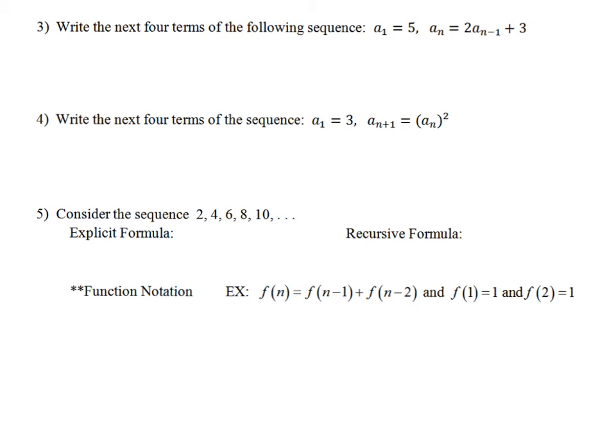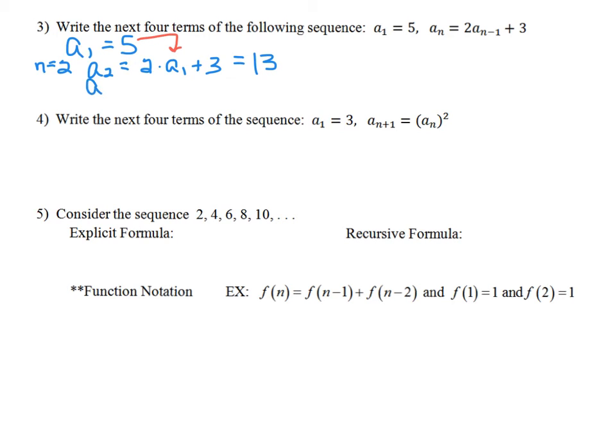Let's try a couple more that have a little bit more complicated recursive formulas. A1 is equal to 5, so I'm starting at my starting point of 5. To find the second term, I want n to be 2, so I'm looking for a sub 2. So that's going to equal the previous term. The previous term is A1, so 2 multiplied by the previous term A1 plus 3. We know the previous term is 5. So 2 times 5 is 10. 10 plus 3 is 13.